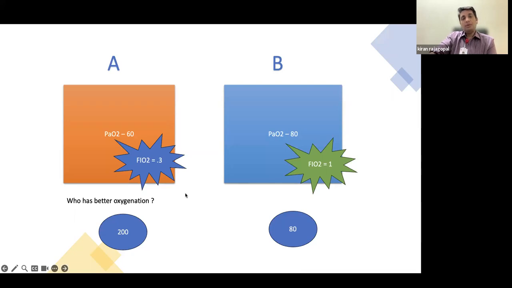Never look at the PaO2 alone. Always look at PaO2 and FiO2 combined and see the PF ratio. So this is the significance of the PF ratio. Hope you got the point.